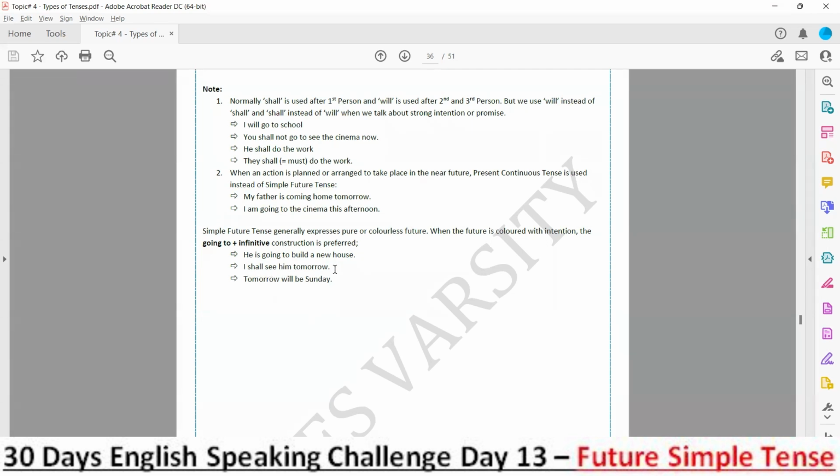I shall see him tomorrow. मैं कल उससे मिलूंगा. Tomorrow will be Sunday. कल Sunday रहेगा. All right. So we will make use of these special sentences as well.